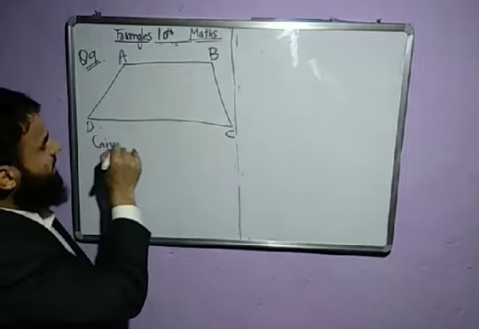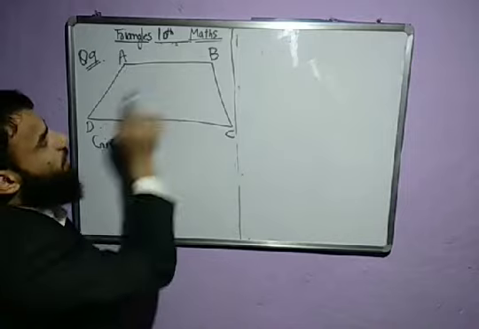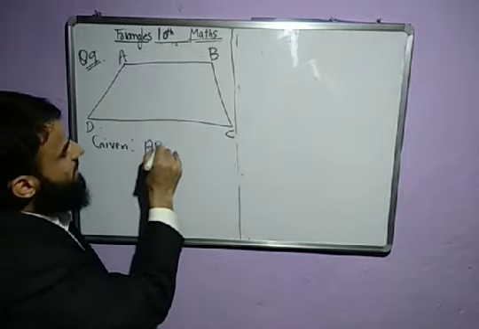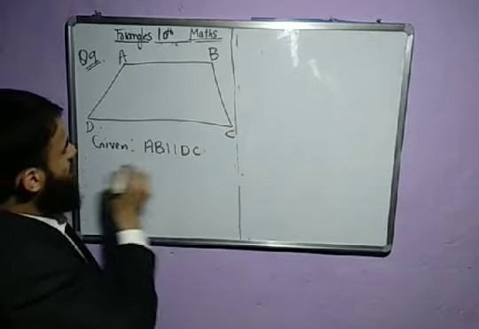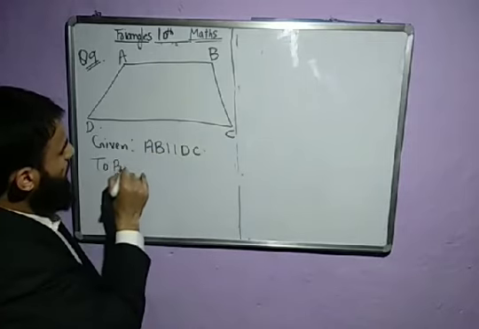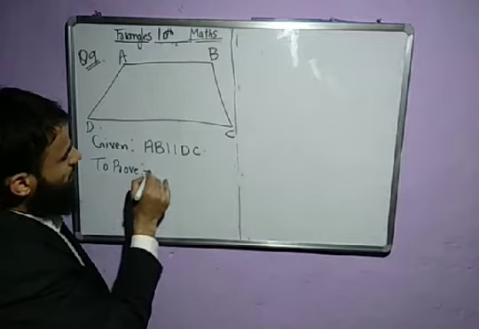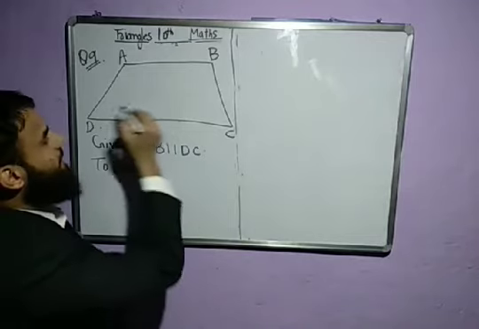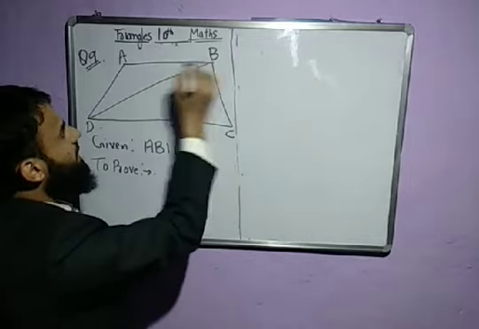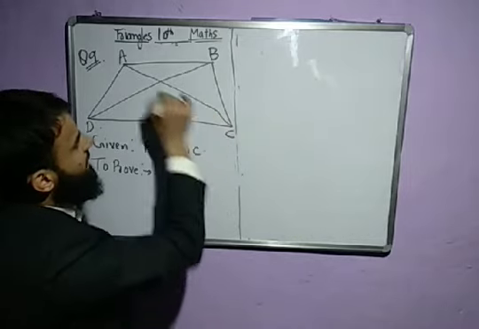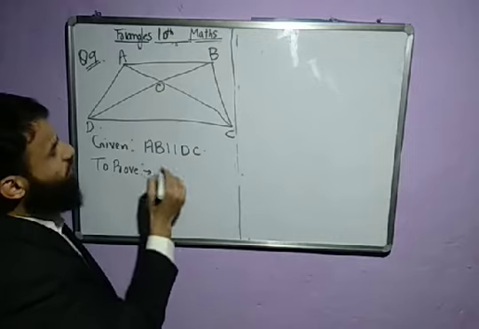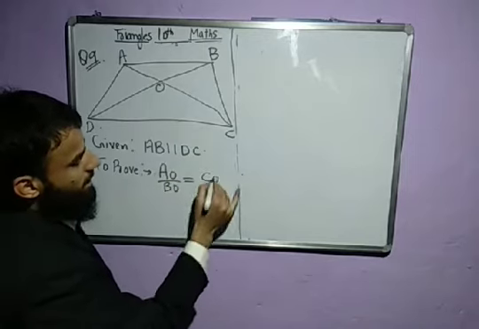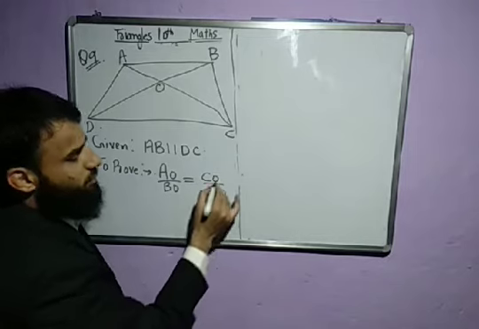Given is that it is a trapezium. If it is a trapezium, that means one of the opposite sides should be parallel. So AB is parallel to DC. It is given. What do you need to prove? And actually it is also given that their diagonals intersect each other at point O. It means these diagonals intersect at O. So to prove is that AO divided by BO is equal to CO divided by DO. You have to prove this ratio.